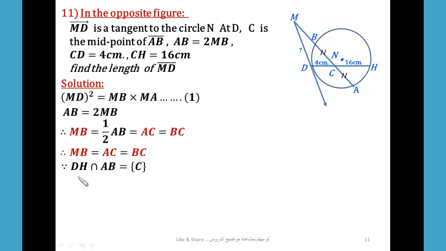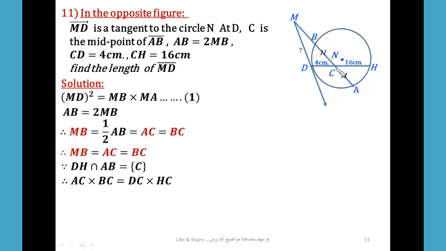But we have DH intersect AB equals C. Back to the figure, AB intersect DH equals the point C. Then we have a rule for this: AC multiply BC equals DC multiply HC. Again from the figure, AC multiply BC equals CH multiply CD.